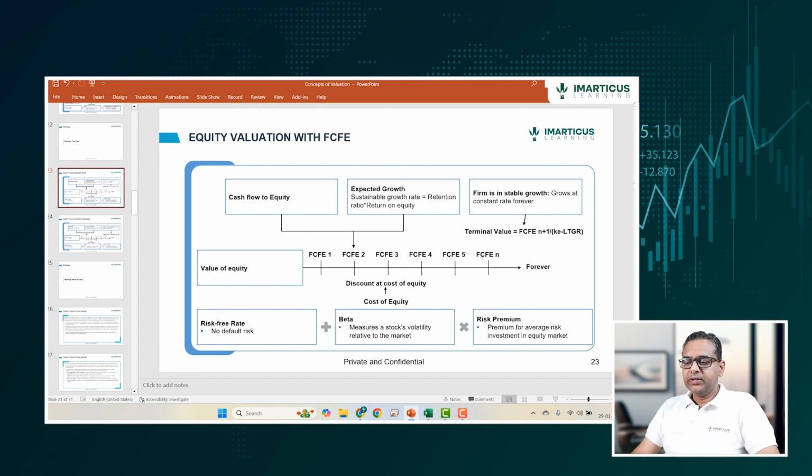So all these are the free cash flows to equity, which are expected to grow. For some period, we are projecting the growth, but after that, we will assume them to grow forever at a constant rate, which should be equal to or lower than the economic growth rate in which the company is operating. And cost of equity will be calculated through risk-free rate plus beta into market risk, equity risk premium.